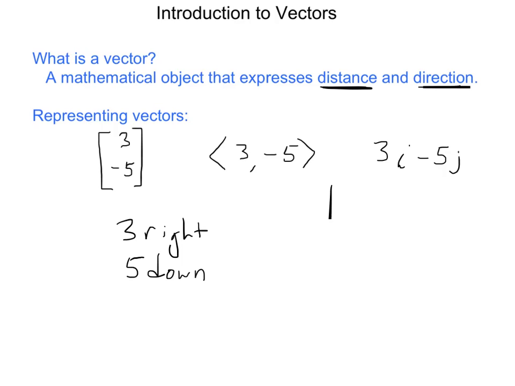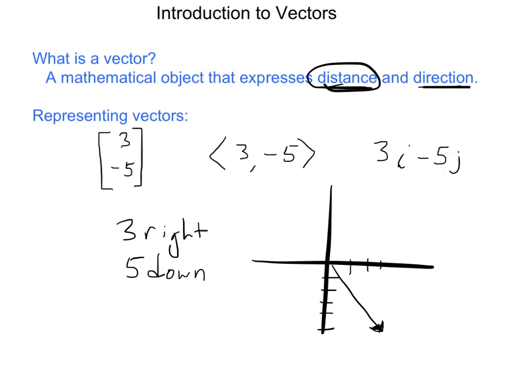Based on our Cartesian system, we understand 3, -5 to be to the right 3, down 5, and so that is our vector. Remember, a vector is supposed to represent distance and direction. And so this vector is effectively saying go that far in that direction. So that's what a vector is.